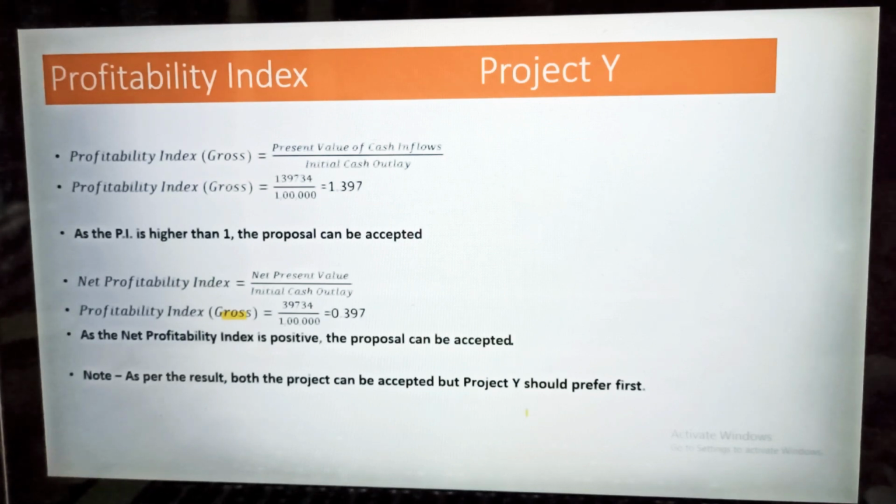Why will you choose Y first? Because the value is more in project Y than in project X, so that's why you will select this project. You should select this project. So this is the profitability index through which you can evaluate your proposal for capital budgeting.